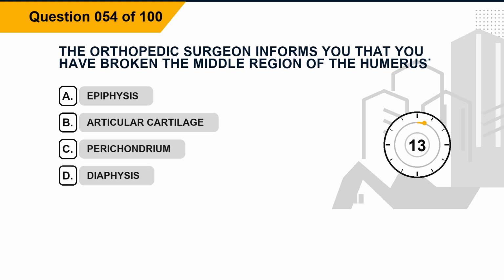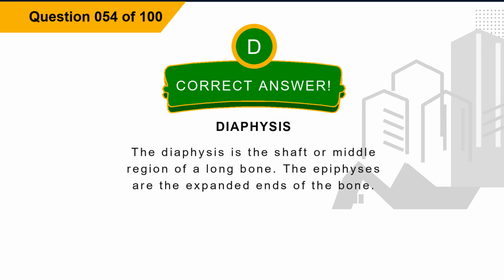Question 54. The orthopedic surgeon informs you that you have broken the middle region of the humerus. Option A, epiphysis. Option B, articular cartilage. Option C, perichondrium. Option D, diaphysis. The correct answer is option D, diaphysis. Explanation. The diaphysis is the shaft or middle region of a long bone. The epiphyses are the expanded ends of the bone.